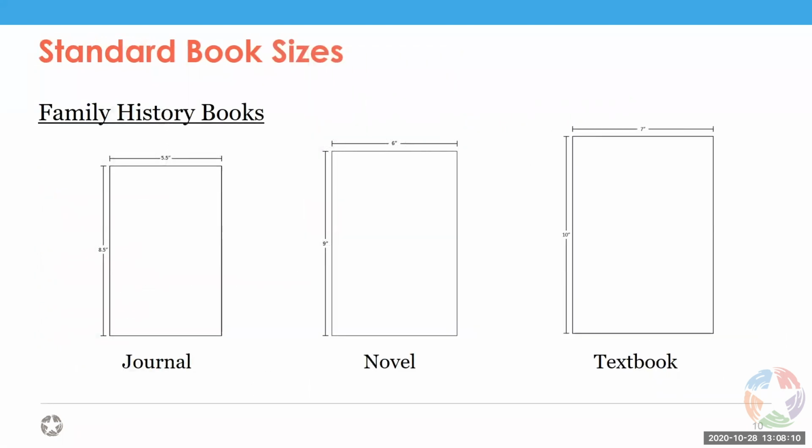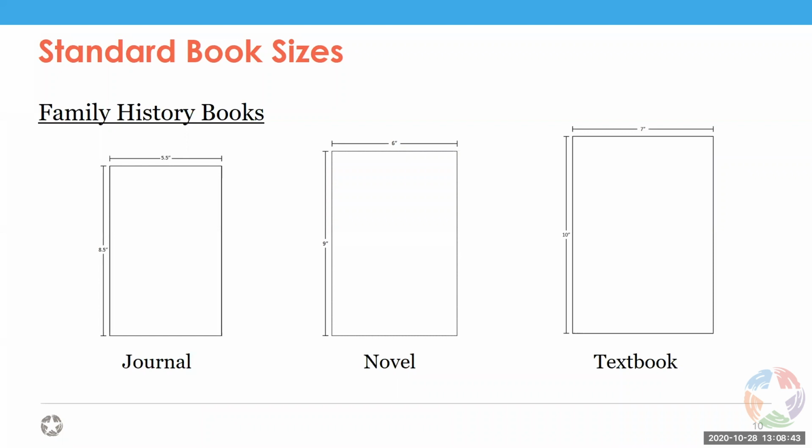So getting into the formatting aspect, family history books tend to be 3 standard sizes. You're going to see a journal size, which is about 5.5 inches by 8.5, or 6 by 9, or 7 by 10. However, it is very important that you confirm that your printer can print whatever size book you're wanting to print, especially if you're going to work from a custom size.